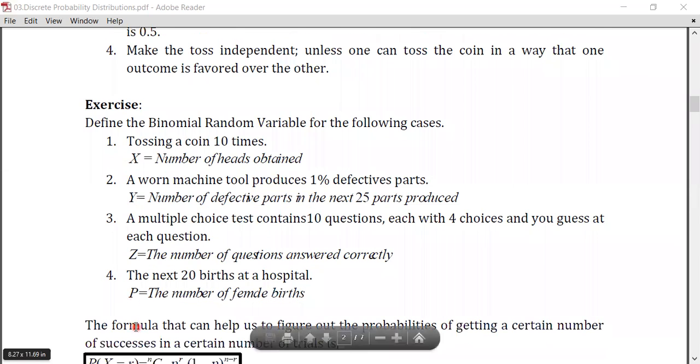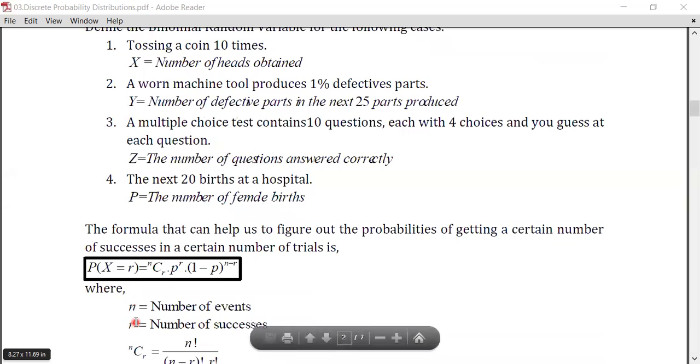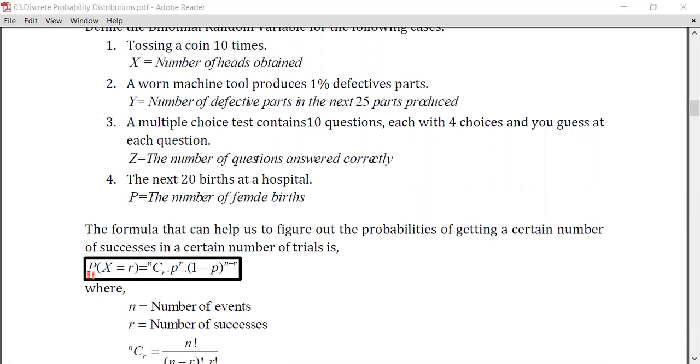If you are dealing with the binomial distribution, this is the formula that we use to calculate the probability. If you are going to calculate the probability value using the binomial distribution, you can use this formula. This formula says that the probability of our random variable X equal to r successes is given by nCr, the standard notation, times p to the power r times (1 minus p) to the power n minus r.